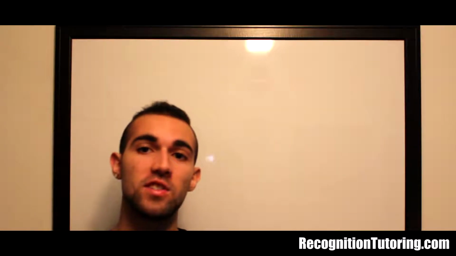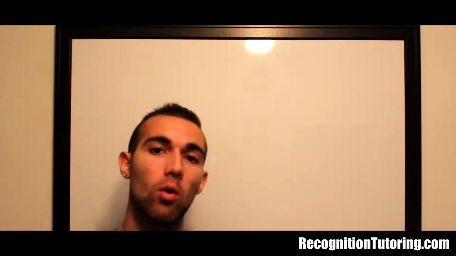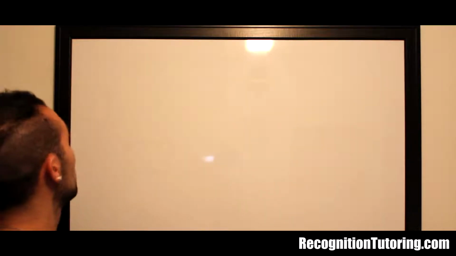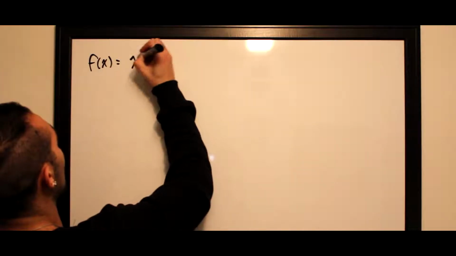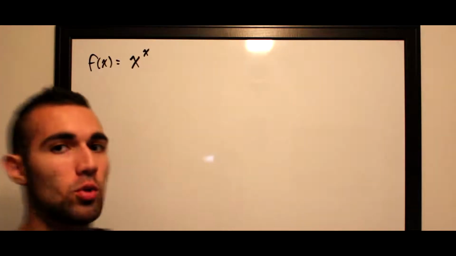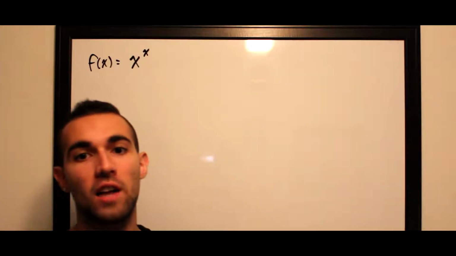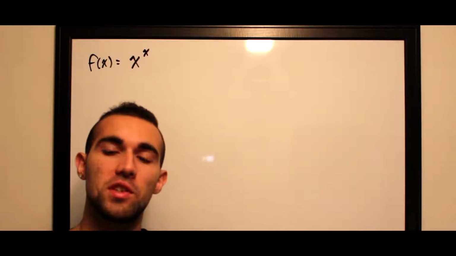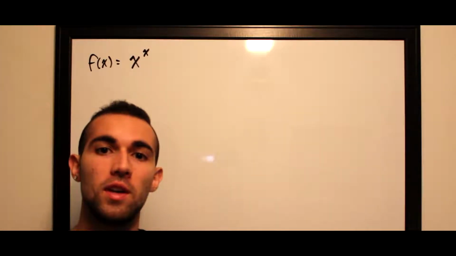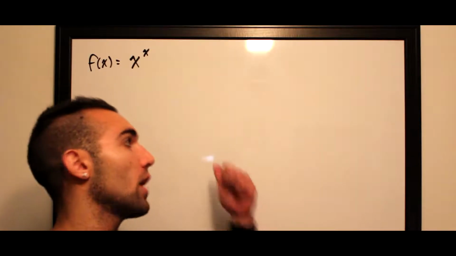So in today's video, we are going to be taking a very common derivative that you will see in Calculus 1, and that is the derivative of x to the power of x. So our f of x will be x to the x, and there are two different ways that you can take this derivative that I'd like to teach you. One of them is going to involve implicit differentiation, while the other one is going to be using chain rule.